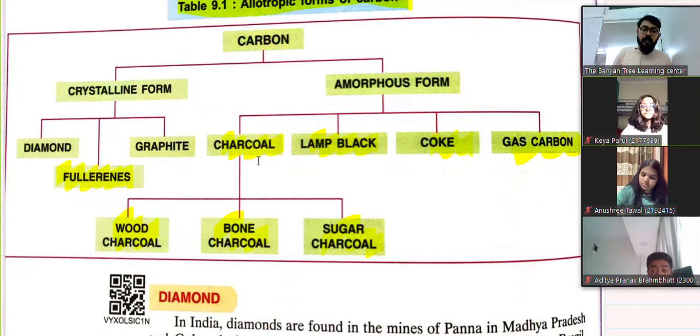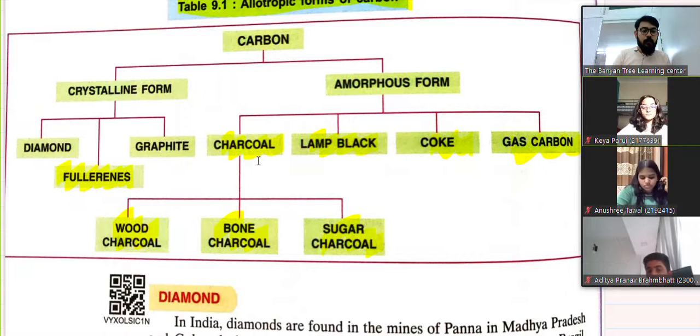एमॉर्फस फॉर्म में कार्बन एग्जिस्ट करता है इन द फॉर्म ऑफ चारकोल, लैम्प ब्लैक, कोक, गैस कार्बन. और चारकोल के भी तीन टाइप होते हैं, वुड चारकोल, बोन चारकोल, शुगर चारकोल. वुड चारकोल, एज यू नो, वुड जब बर्न करते हैं ना, जो एशेस बचती है उससे वुड चारकोल बनता है. बोन चारकोल, यू हैव गेस्ड राइट, जब कोई भी एनिमल या फिर ह्यूमन की बॉडी को बर्न करते हैं तो उसके जो बोन्स होते हैं उसमें से बनता है.